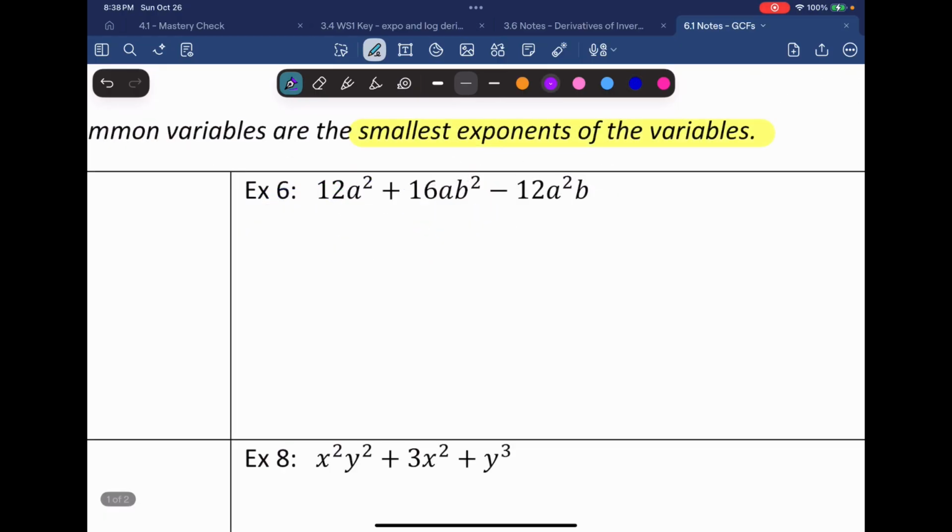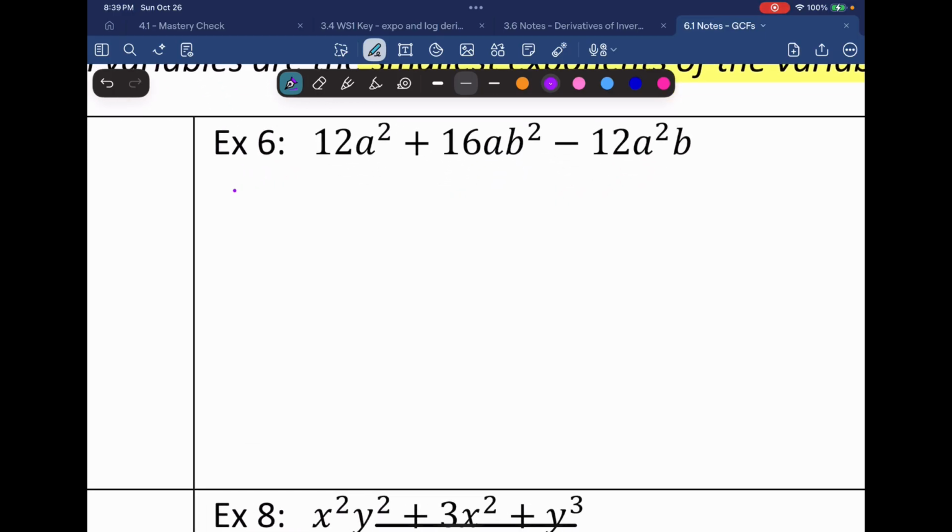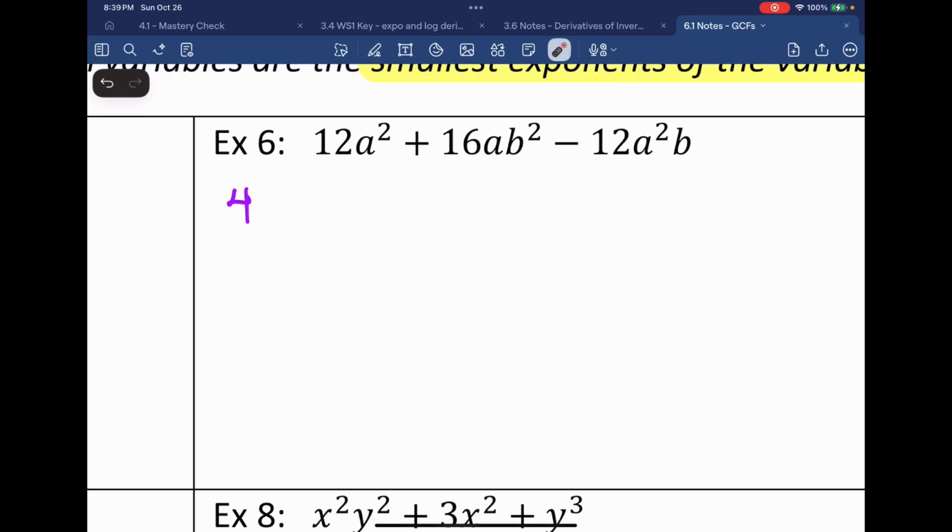12a squared plus 16ab squared minus 12a squared b. So the smallest factor there is 12, and it doesn't go into 16. So I need to think of something else there. Not 8, because 8 doesn't go into 12. It's 4. So 4 is the smallest one. And let's see, I do have a's, so it's going to be the smallest exponent.